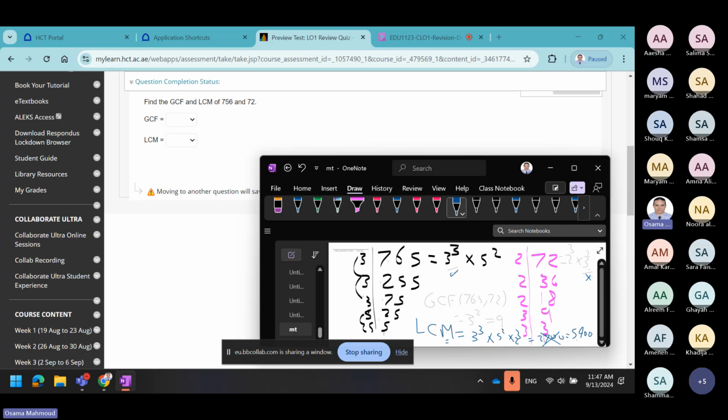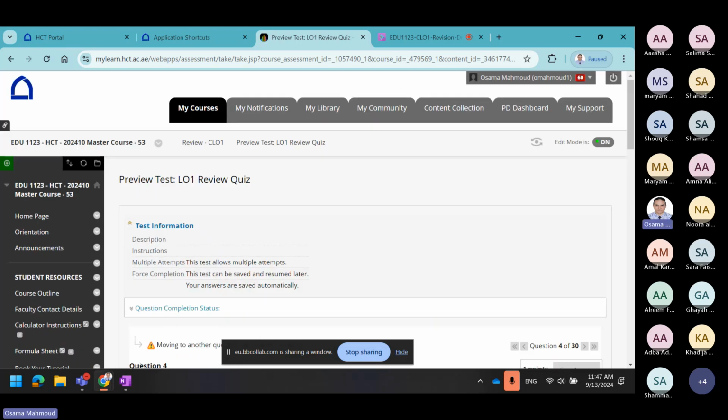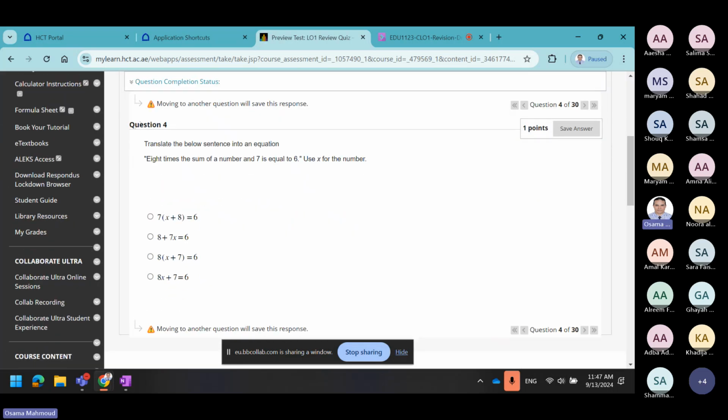Why do you have two different numbers here? What is the value here? 2 to the power 3 is 8. 8 times 5 to the power 2 is 400. 400 times 27 is equal to what? Anyway, this is the way how to do it. Maybe it is a mistake we did in notes here. Okay. We'll check. At least now you know how to find the greatest common factor.